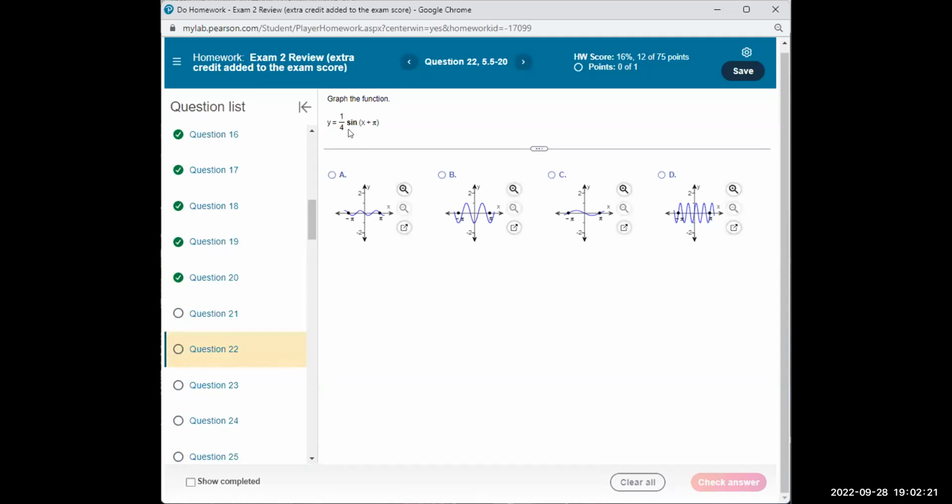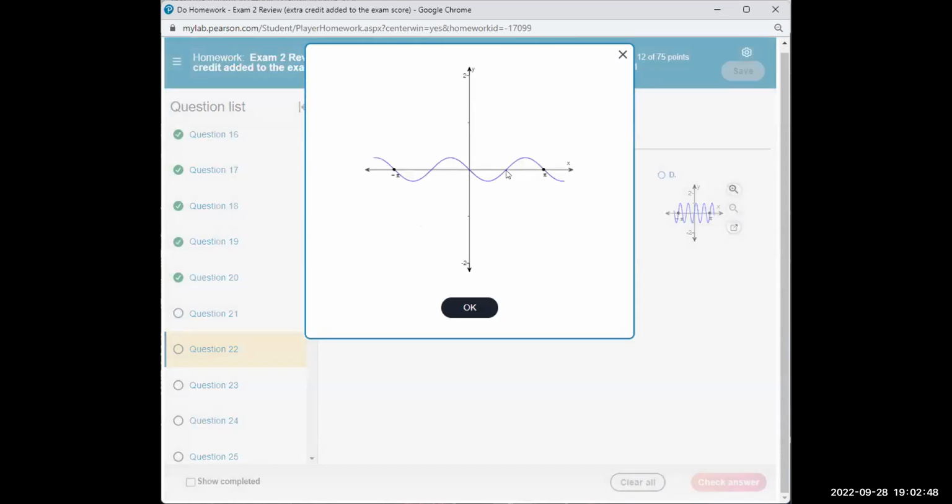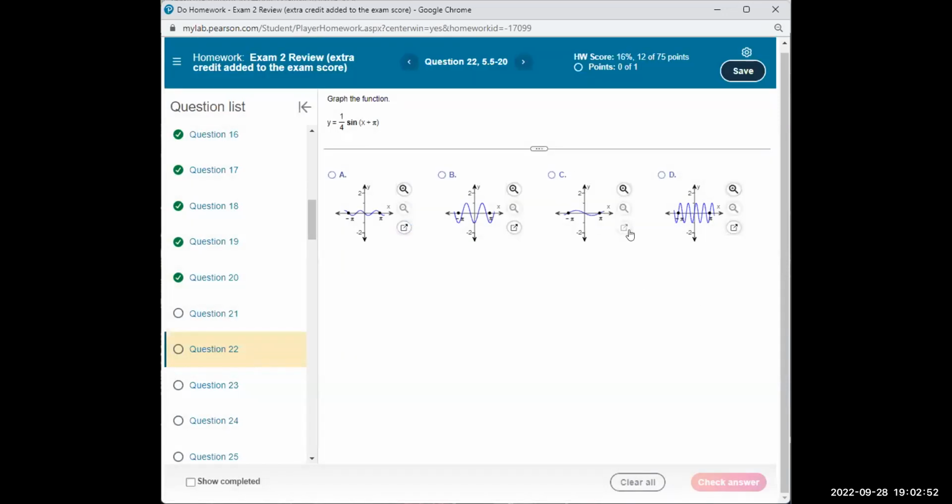So the period is 2 pi, and it's a sine function, but it's been shifted to the right by pi. So it looks like A is the correct choice. Here, the period is 2 pi, and it's been shifted to the left. Now, this actually looks like the right one. Yeah, this one's not right because the period here is only pi. Yeah, that one's out. So definitely C is the correct choice.